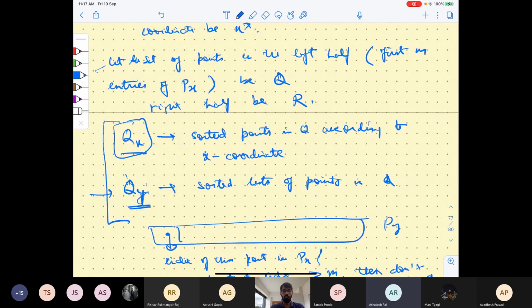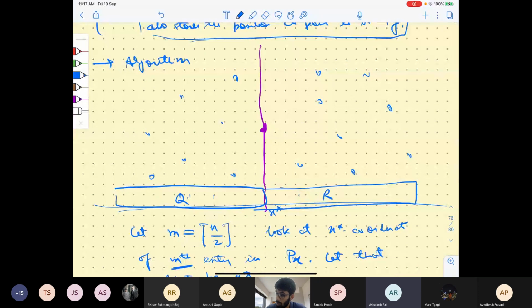So what do we do? What do we want to do? We want to call the recursive procedure on these two sets of points. The procedure returns that these are the 2 points which are closest on this side, and these are the 2 points which are closest on this side. Let's say this is Q0 star, Q1 star, and this is R0 star, R1 star. Okay, so the recursion comes with this.